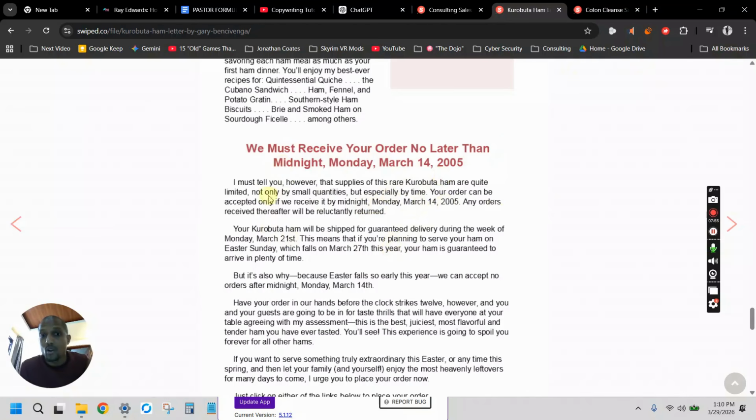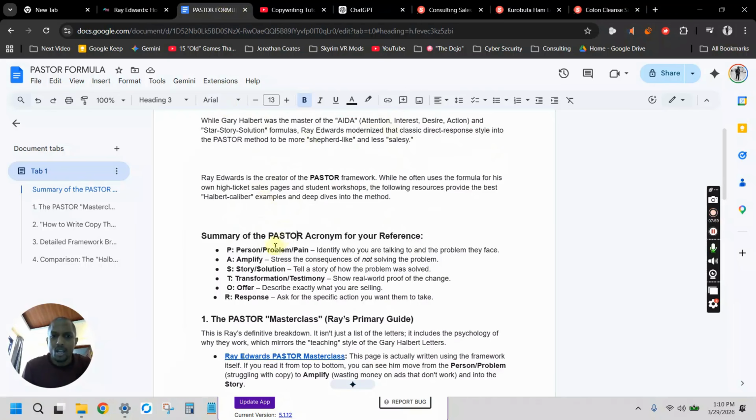Any orders received thereafter will be reluctantly returned. So that's a bit of the pain right here. What would happen if you continue waiting? What would happen if you don't solve the problem of getting his ham compared to everybody else's? Well, he has a deadline right there. He has a stopping point. If you don't get it after this, then you're just gonna have to wait. And this is also his offer right here, and he's asking for a specific action for you to take.